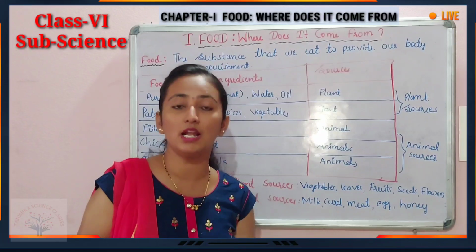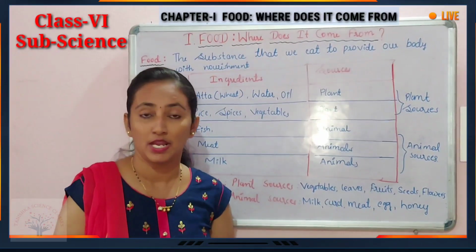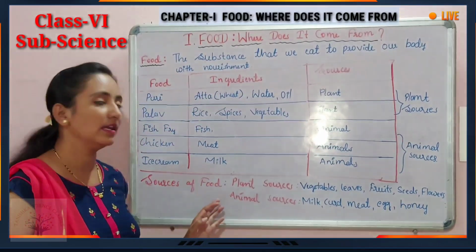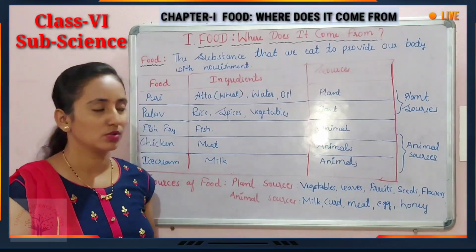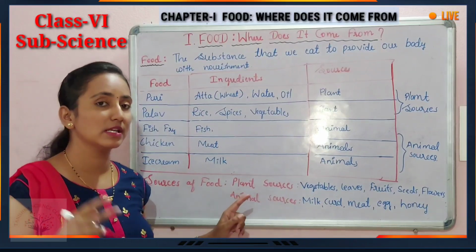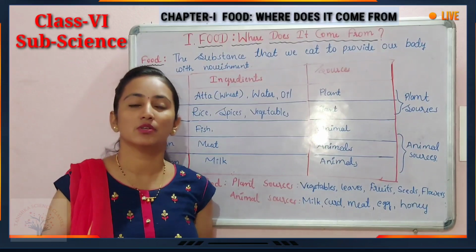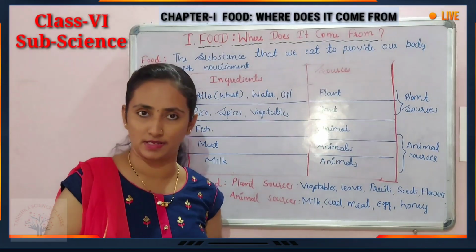In this lesson in detail we are going to study the plant sources and the animal sources. In today's class we will just see an introduction to the plant sources and the animal sources. There are mainly two sources of food. At first we will see food from the plants. Maximum foods whatever you eat come from the plant. Plant is the main source of food we can say.